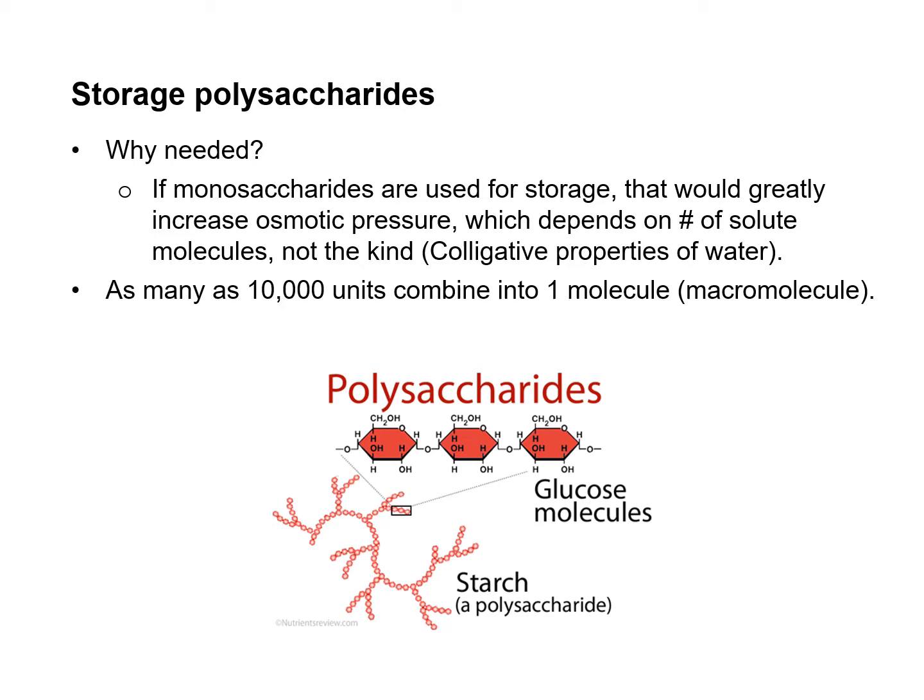So imagine that you have 10,000 monosaccharides. Then you're going to have a really high osmotic pressure because of this high number of molecules. But if that is combined into just one big molecule as a polysaccharide, then you can lower this osmotic pressure to 1 in 10,000 basically using this macromolecule. So it saves a lot in terms of cell homeostasis.